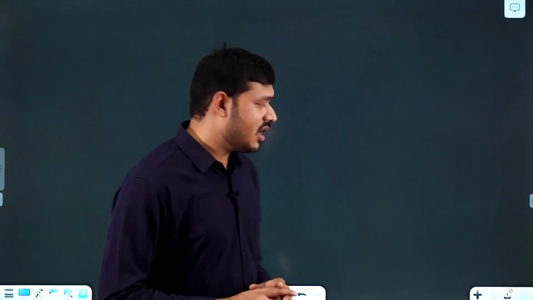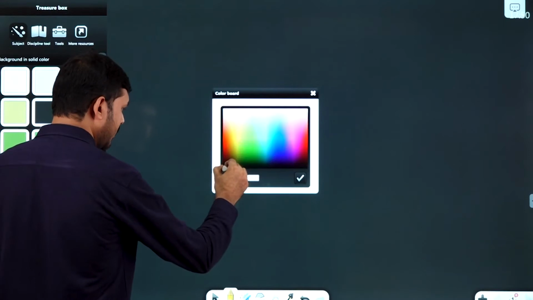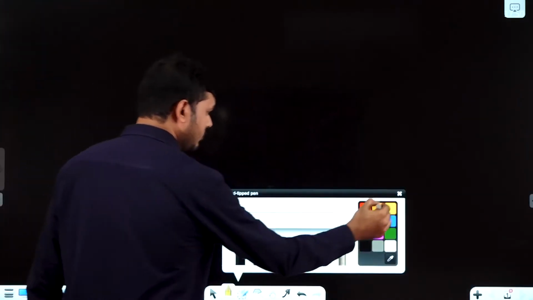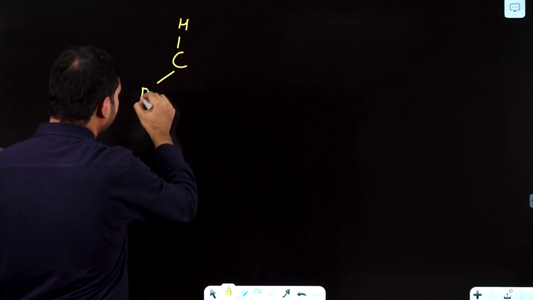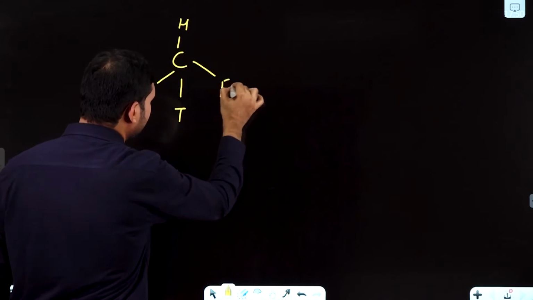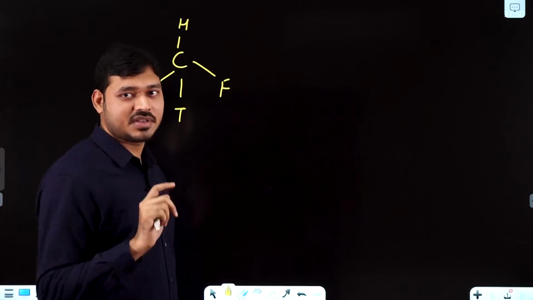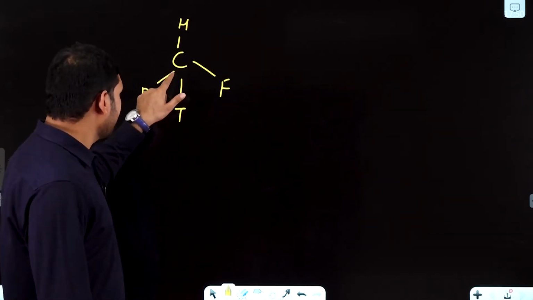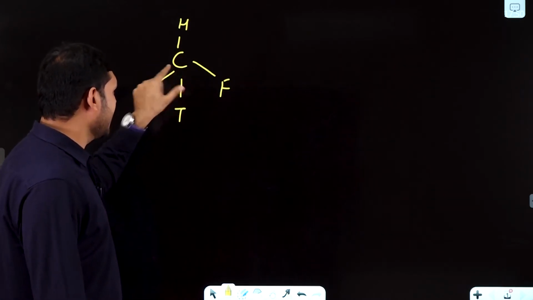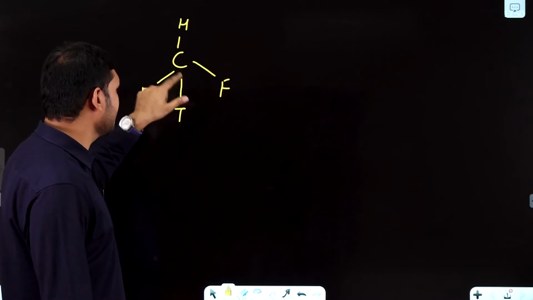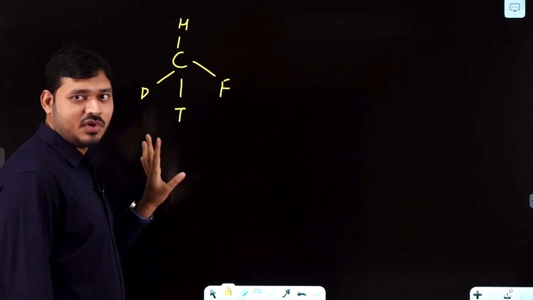I think I have told you about one question. The question was carbon having hydrogen, deuterium, tritium, and fluorine. You can check your notes; you must have written all the things of our last lecture. So we have carbon having hydrogen, deuterium, tritium and fluorine. This is a chiral center. As we have one chiral center, it has no POS, no COS, no symmetry, and hence it is a chiral compound, optically active.